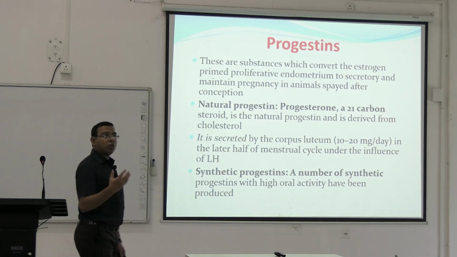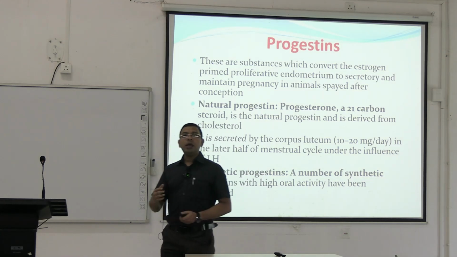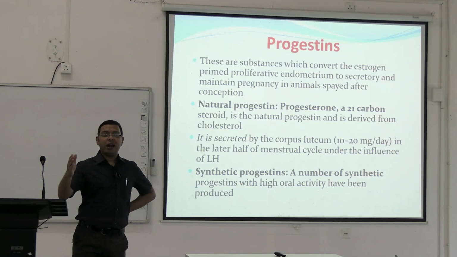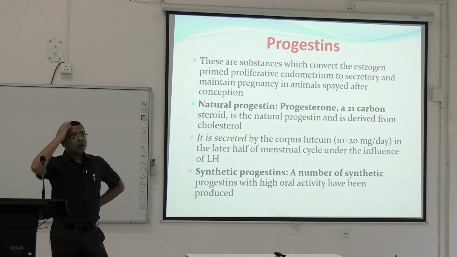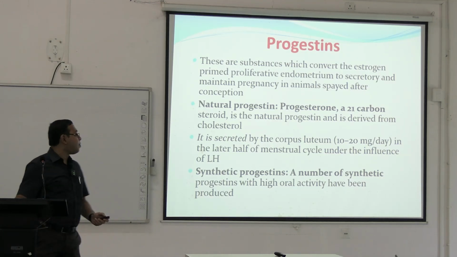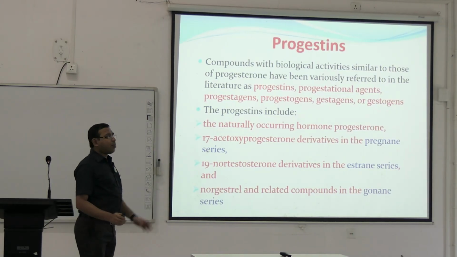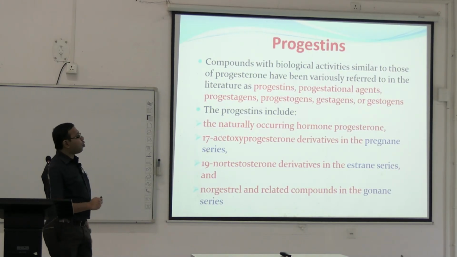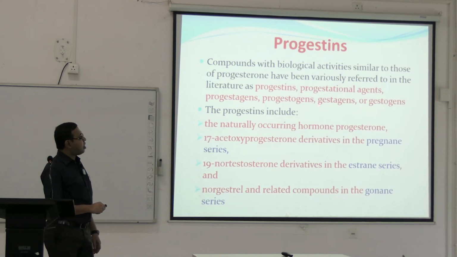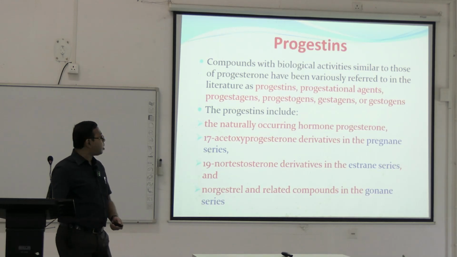These progestational compounds, the different types of progestins, not only have progestational activity, but also have in different gradations an anti-ovulatory effect, and some have different types of anti-estrogenic and other steroidal effects. So there are different terms for progesterone, like progestins, progestational agents, progestagens, progestogens, gestagens, gestogens. All these are similar, because these different terms can come.